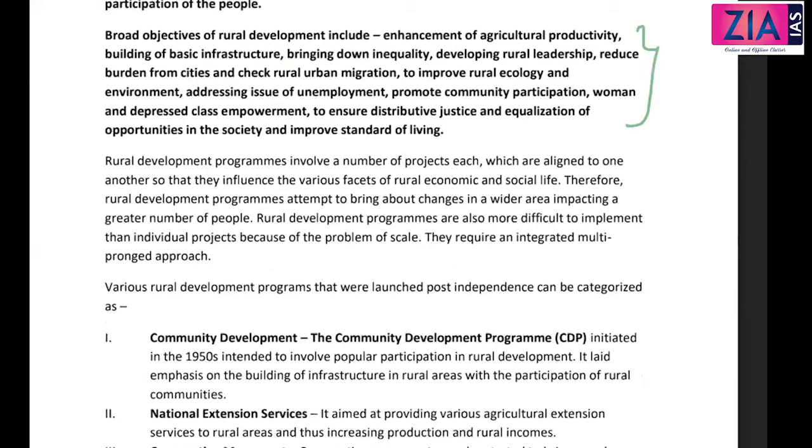These are very simple, guys. You can just read it. I don't think that you need my help in this. Enhancement of agricultural productivity. I've told you how you can enhance the productivity, right? See, once you get the land, how automatically the productivity will improve.